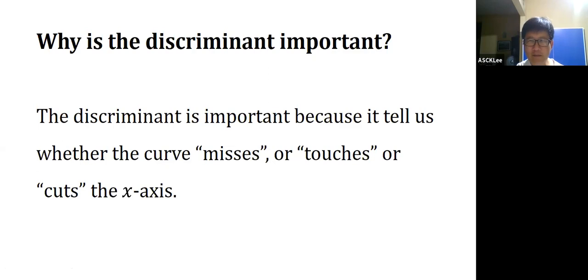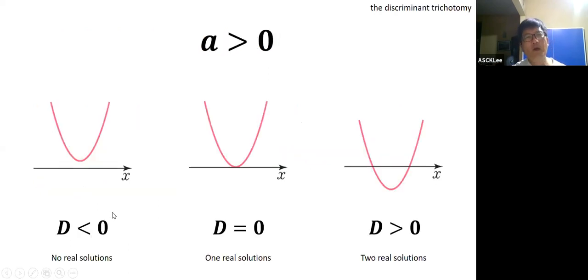So if somebody asks you, why do we have to calculate the discriminant? The answer is we calculate the discriminant because we want to discriminate. What kind of situations do you need to discriminate? You need to discriminate between 3 different situations: whether the quadratic curve misses the x-axis, or touches the x-axis, or cuts the x-axis right through. This is what you're discriminating.